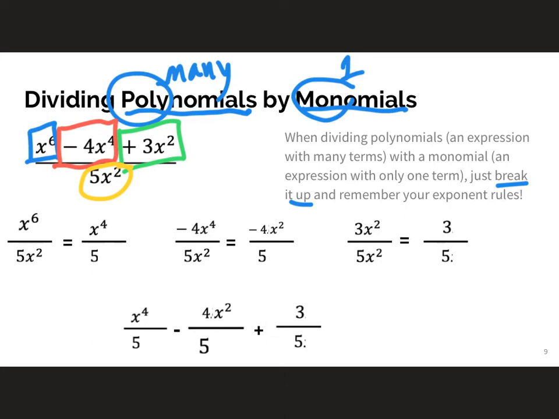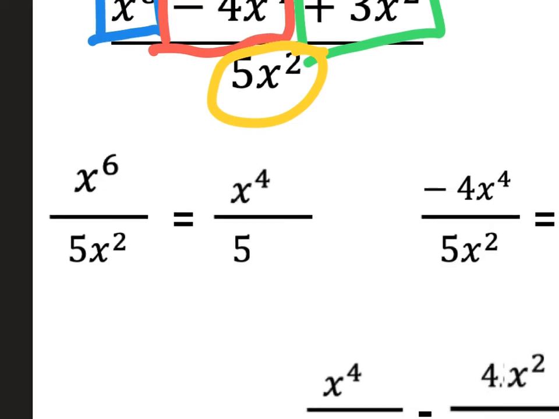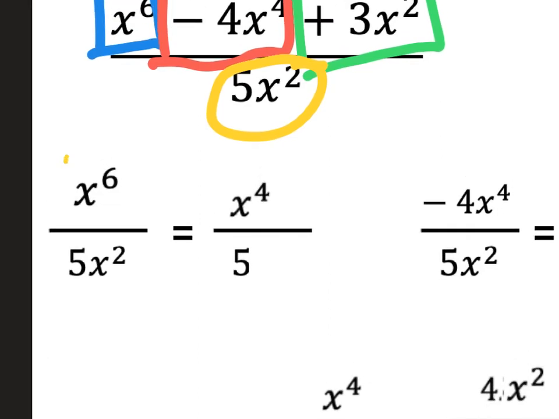So when I have x to the 6th, right, I know that my actual coefficient is going to be 1. Let me see if I can zoom in a little bit more. Right, my actual coefficient is going to be 1, right? Actually, let me write that in blue.